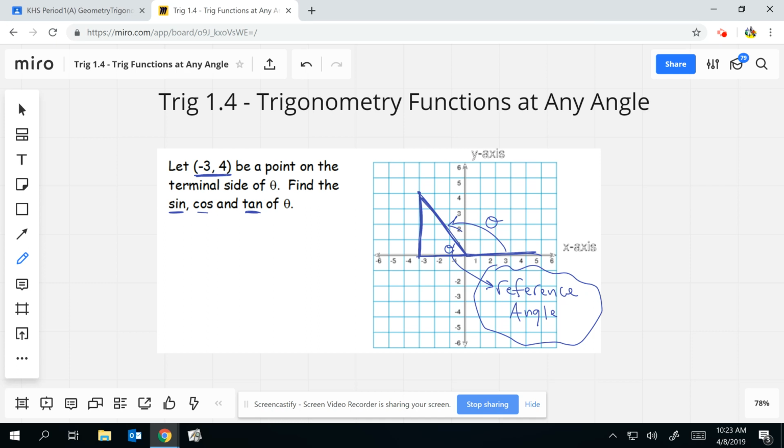Now, if we're in quadrant 2, I know for a fact that my sine is going to be a positive value because my sine is my y value. I know that my cosine is going to be a negative value because my cosine is my x value. And I know that my tangent is also going to be negative because tangent is y over x. You're dividing the two, and if you're dividing two different signs, it's going to be a negative.